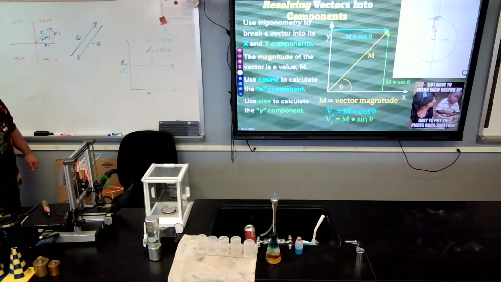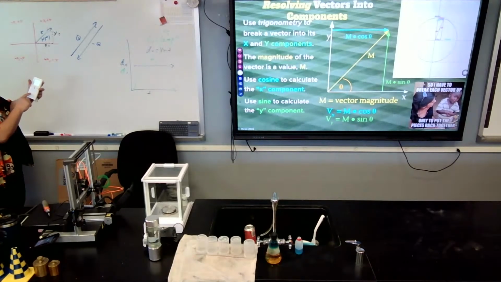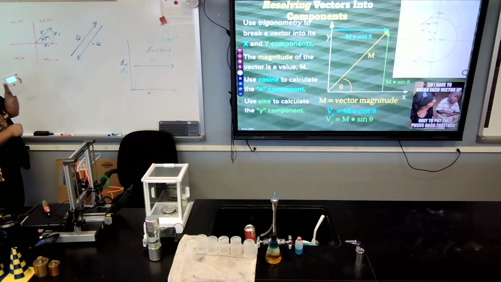I got 3.53. Well, now I'm really glad we did this little activity. Please make sure your calculator is in degrees and not radians. It should be 3.53. You just go 5 cosine 45, enter, 3.53.